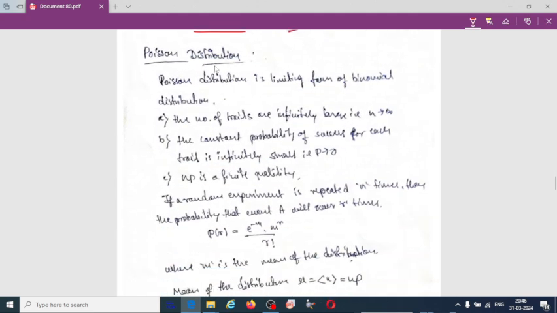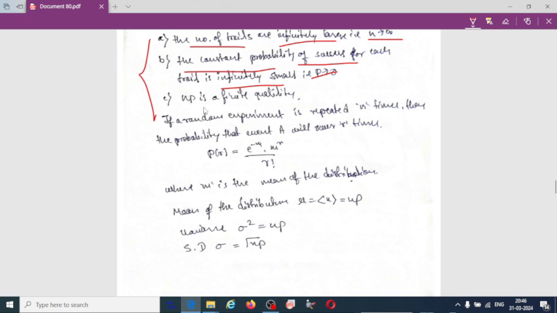So the next one is Poisson distribution. Poisson distribution is the limiting form of binomial distribution. Some of the conditions are given here. A, the number of trials is infinitely large, whereas in binomial it is finite. So here n tends to infinity. The constant probability of success for each trial is infinitely small. Success rate is less, so p tends to 0. np is a finite quantity, n into p.